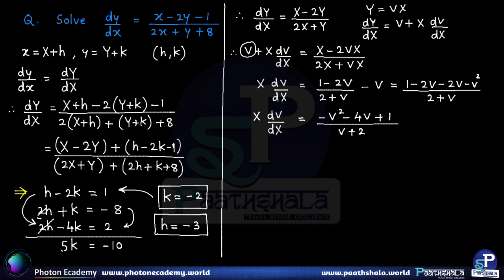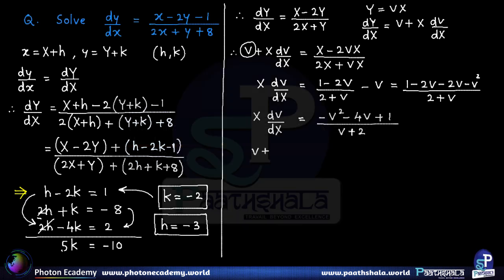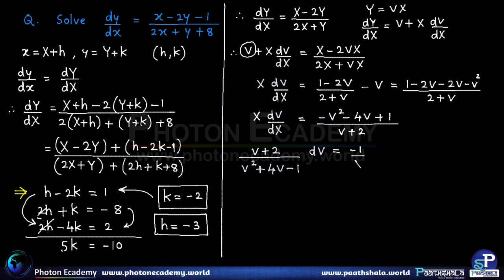Now this becomes a variable separable. Now let's bring all the v terms on left hand side and x terms on right hand side. For the sake of simplicity, let us keep the minus sign on the right hand side only while bringing the v terms on left hand side. So we have (v plus 2) divided by (v square plus 4v minus 1) times dv is equal to minus 1 upon x dx. Right? Now to solve this, we have to integrate both sides.